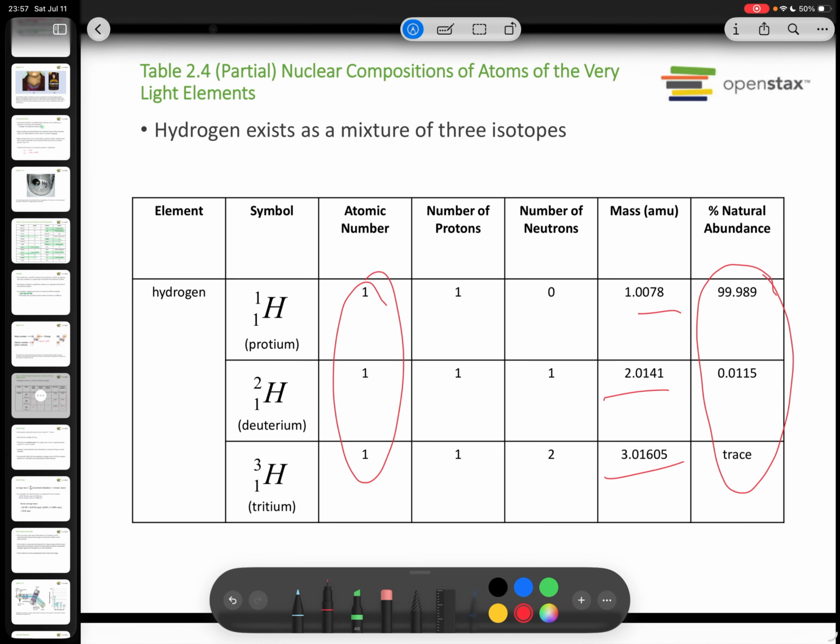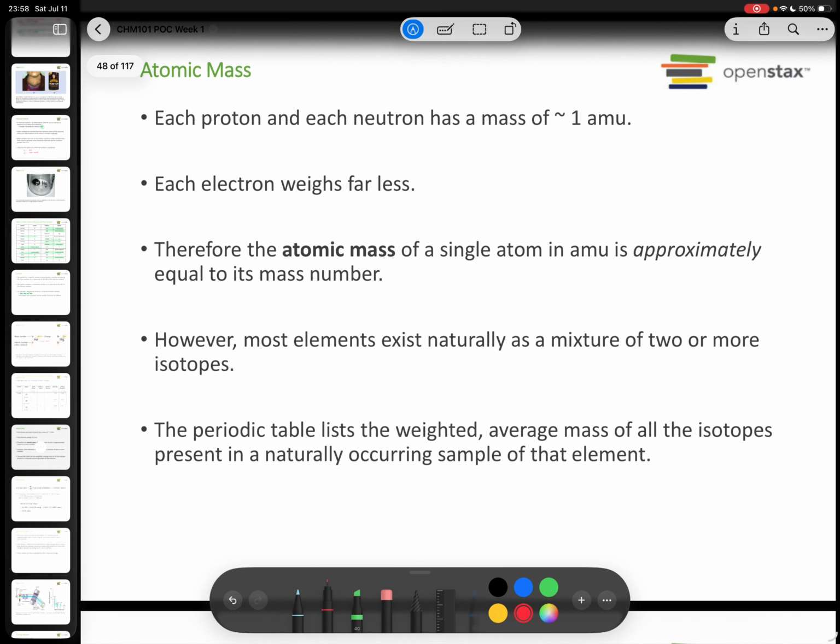So, sinasabi lang dyan na pinaka-abundant yung protium, sumunod yung deuterium, and least yung tritium. No? So, tritium is the radioactive form of hydrogen. So, each proton and each neutron has a mass close to 1 AMU. So, electrons weigh much less. Because of this, the mass of a single atom is approximately equal to its mass number.